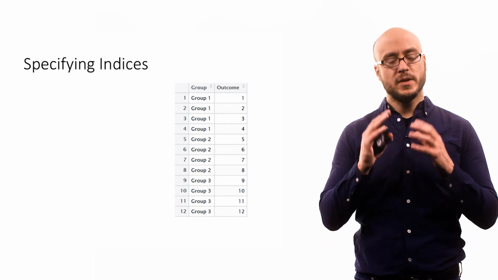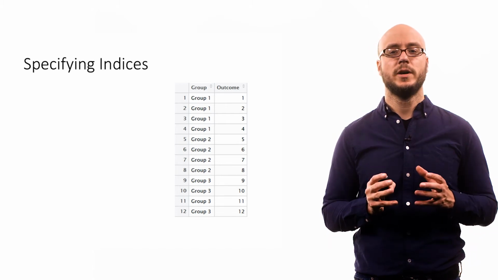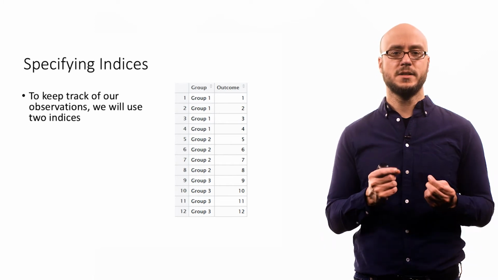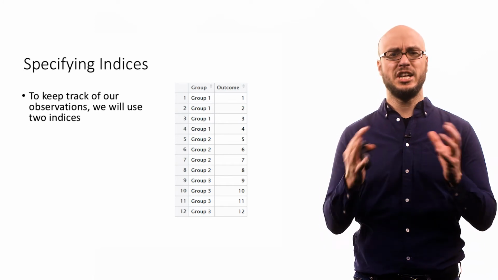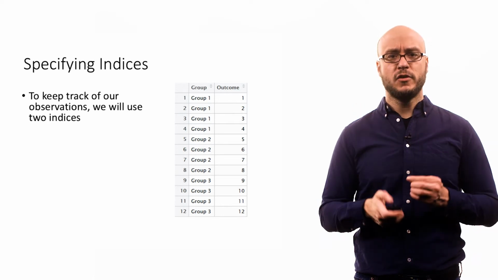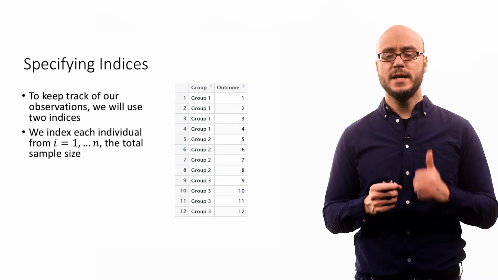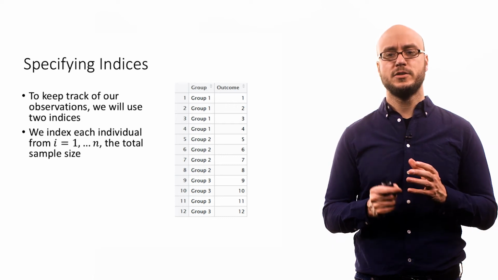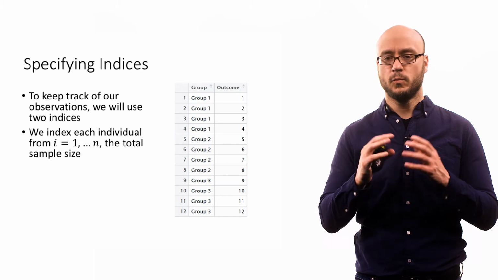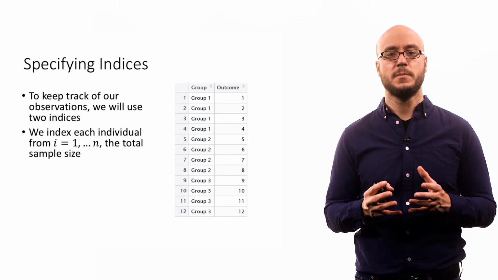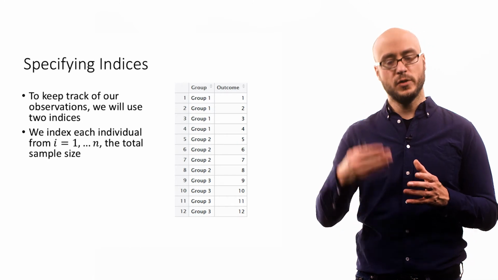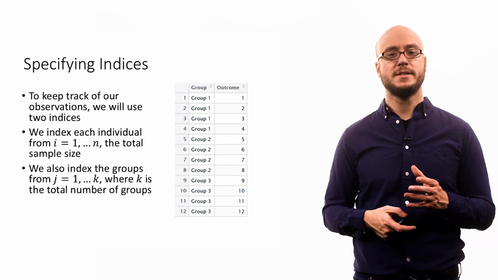The first step in terms of notation for calculating one-way ANOVA is to specify different indices. Recall that in statistics, we use indices just to keep track of what we're dealing with. To keep track of our observations, we will use 2 indices. First, we will track each individual from i equals 1 to n, where n, lowercase n, is the total sample size. So here we have an index for 1, 2, 3, all the way up to 12. Those are just the 12 different rows of our data set.